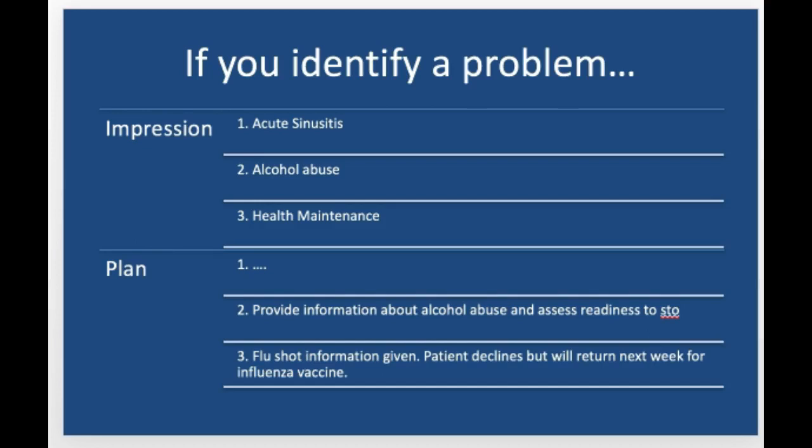Again, if you identify a problem in their health maintenance, then you can put it in your impression. So here I just listed health maintenance, but you can say, needs flu vaccination or vaccinations, and then your plan is to give flu shot information, patient declines but will return next week.